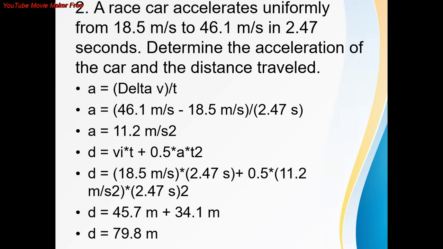The next thing is to find the distance. Now we have to use the same formula which we used in the last numerical, that d equal to vi into t plus 0.5 into a into t square, right? So again putting the values of vi, t, a and t, we put d equal to 18.5 meter per second into 2.47 second plus 0.5 into 11.2 meter per second square into 2.47 second square, and we get d equal to 79.8 meter. So finally we calculated acceleration equal to 11.2 meter per second square and distance equal to 79.8 meter. These two are the answers of the numerical which we had just done, right?